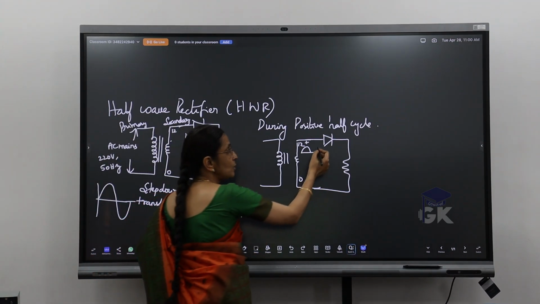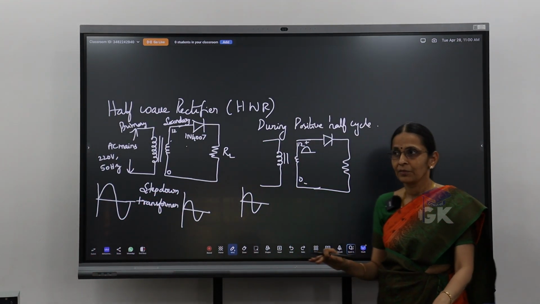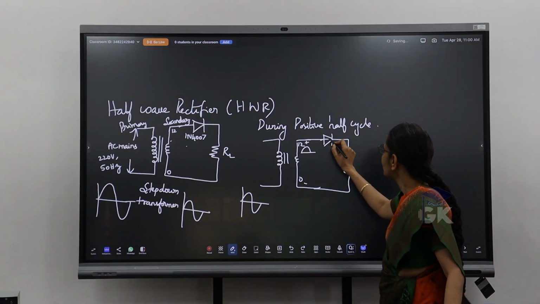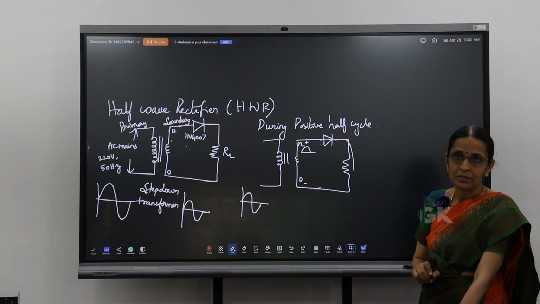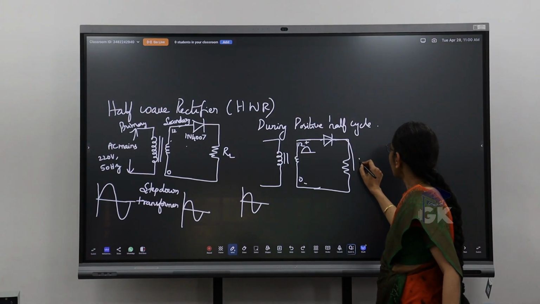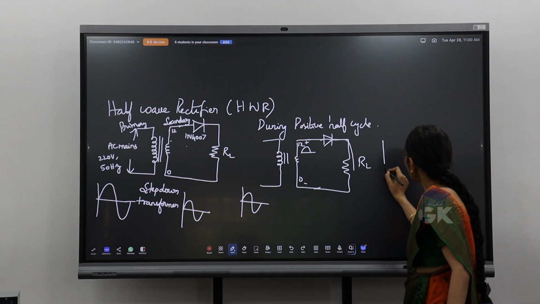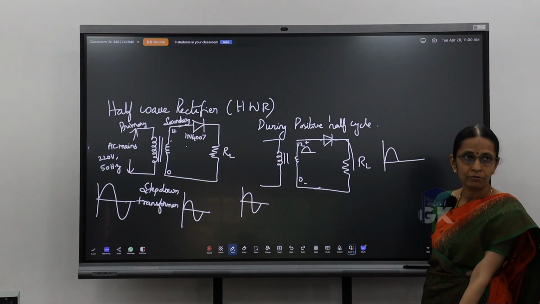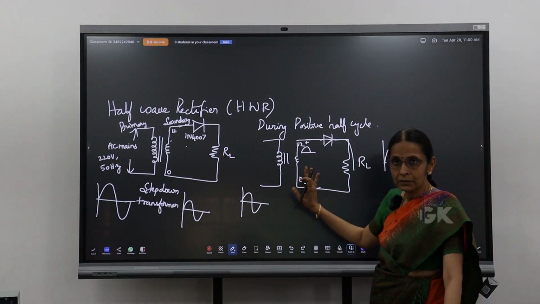So as it is forward biased, what happens? Ideally, it is as good as a short circuit. So my current flows through my load resistance. What do I get as an output? I get positive half. Right? Now, clear with this?